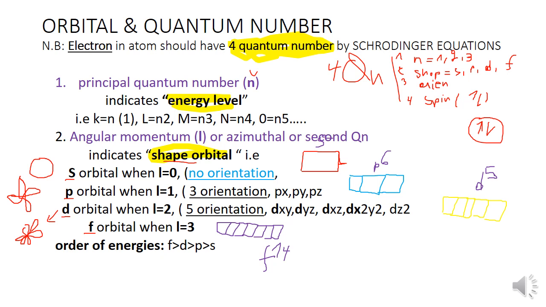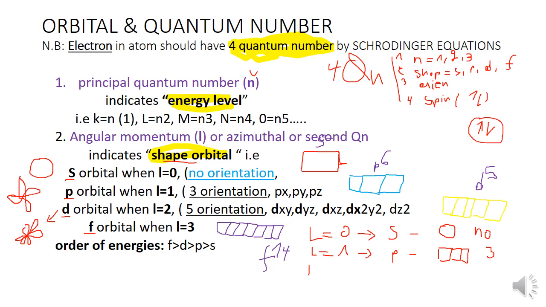For the S shape, we have the S orbital, L is equal to 0. When L is equal to 0, the angular momentum is 0. Here we have the S shape, and the structure is like a sphere. When L is equal to 1, this is a P block. What about orientation? For S there is no orientation, but here we have 3 orientations.